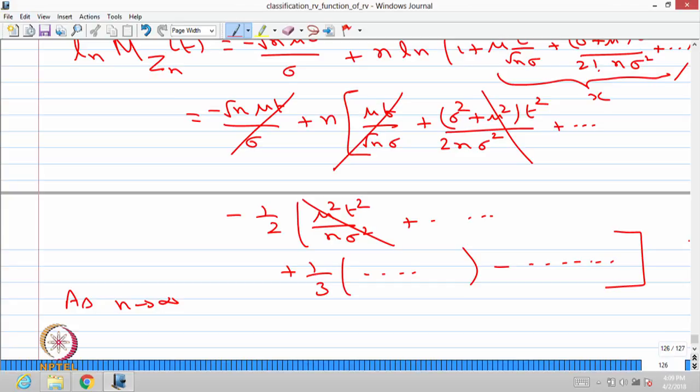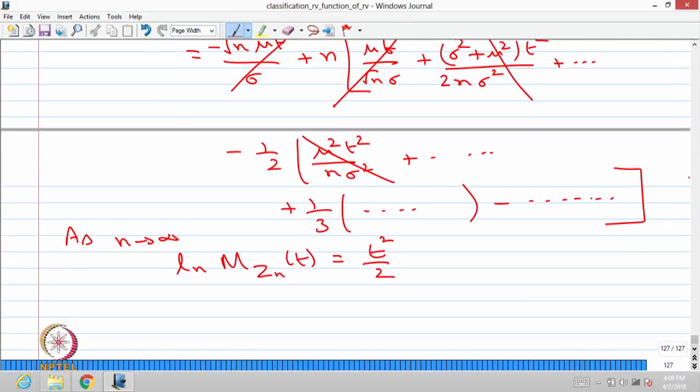Even though we have many more terms, as n tends to infinity, all the other terms will vanish. So, you will have as n tends to infinity, ln of mgf of Zn is going to be t square by 2. All the other terms vanish as n tends to infinity. Now I am taking exponential both sides, that means mgf of Zn is going to be e power t square by 2.